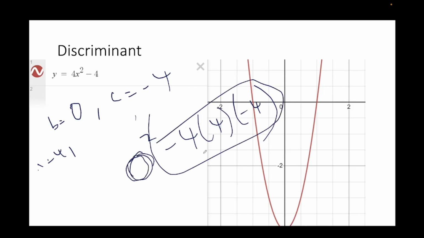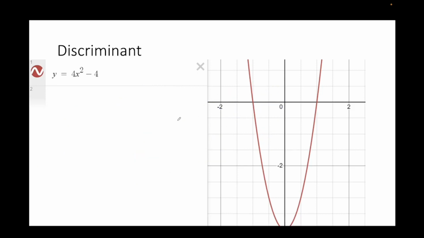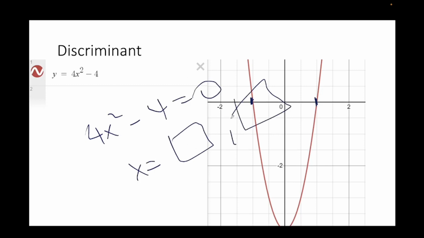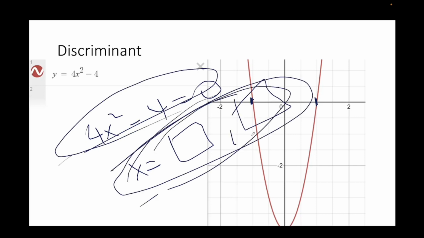It's still a positive number, isn't it? Minus 4 times 4 times negative 4. Positive number, and what just so happens to be the number of intercepts it has over here? 2. So how many solutions would we get for this, for x? We also get 2 solutions. We're guaranteed 2 answers, 2 roots, 2 solutions.